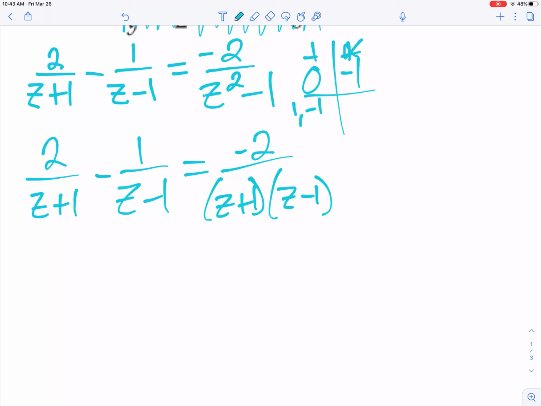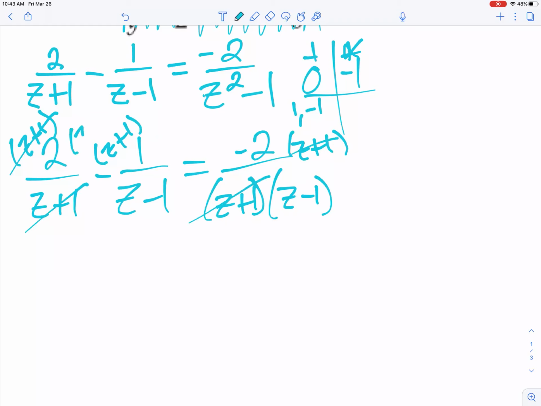So what this allows me to see, so first of all, sometimes you have to factor. Second of all, I'm not going to have to multiply by all 3 denominators. I think I can just multiply everything by z plus 1, because that will allow the z plus 1s to cancel.